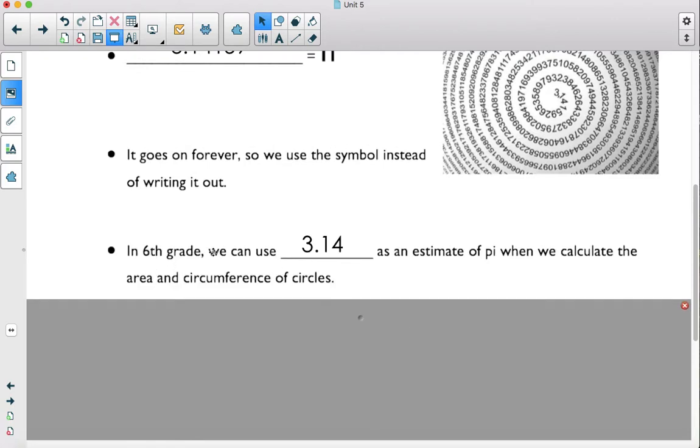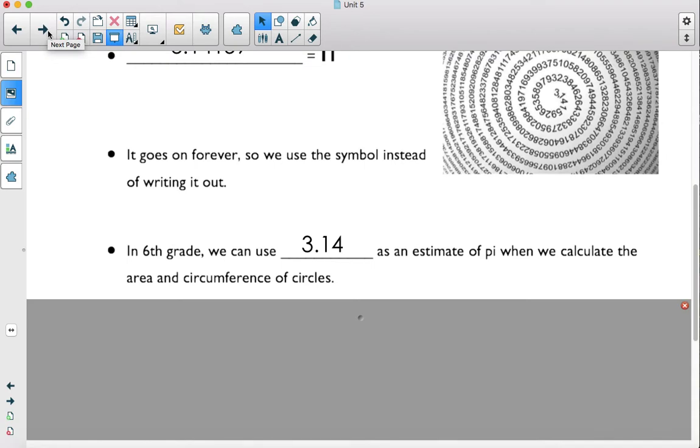This should actually say in 7th grade we can use 3.14 as the estimate of pi when we calculate the area and circumference of circles. So for today's purposes, we're going to only be looking at circumference, but we will be moving on to area. So 3.14 is the rounded version of pi. Also in your calculators there is a pi button, so if you just press that pi button, it'll give you the digits automatically instead of you having to type them in.